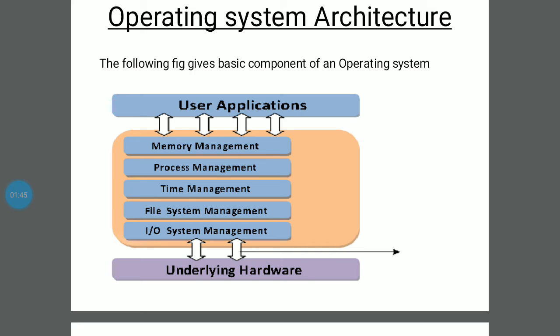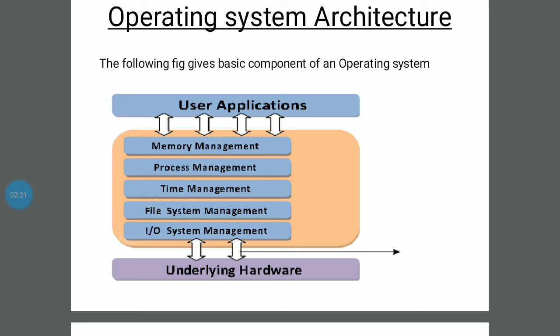These are the memory management, process management, time management, file system management, and input output system management. These are all services provided by the kernel. Memory management means how much memory has to be allocated for each process, for each application, and how much memory is given, that is considered by the kernel. And process management decides which process has to run, which process will take much time. Time management decides how long has to be given for a particular process or application.